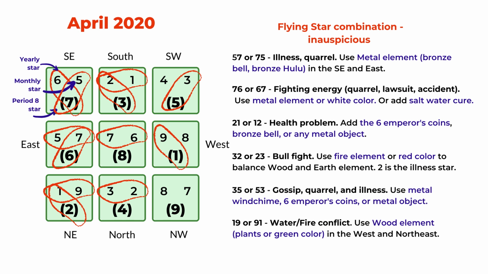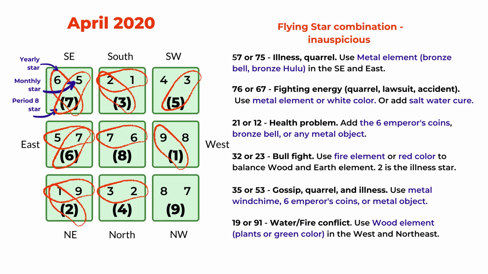And the 2-3 combination indicates bullfight, so it's also fighting energy. We can use the fire element or red color to balance the wood and earth energy. And you can also look at the north. It's also the 3-2 combination. So we have 2 bullfight star combinations in April.